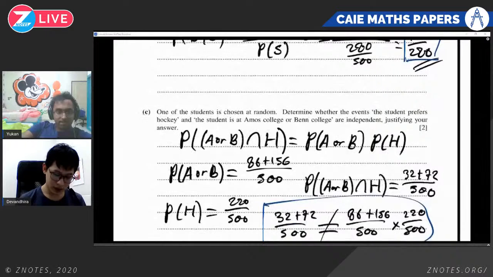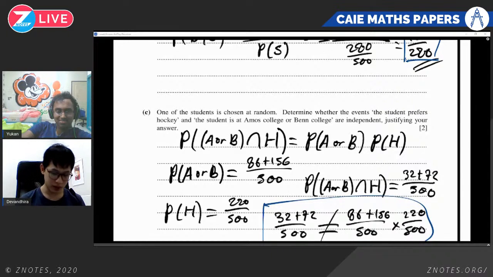One of the students is chosen at random. Determine whether the events "the student prefers hockey" and "the student is at Amos College or Ben College" are independent, justifying your answer. So this is basically telling us to see if those two events are independent or dependent. First, we know that if two events are independent, let me just write it down here.